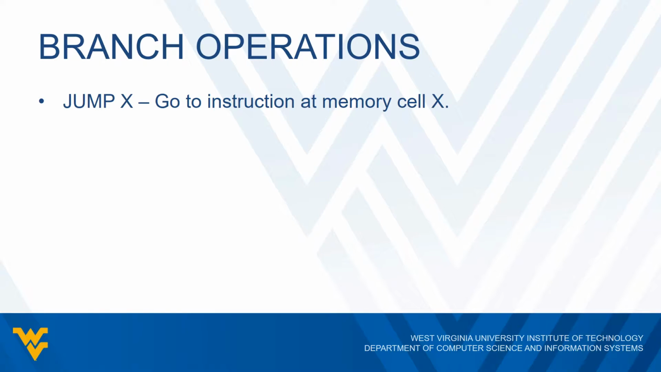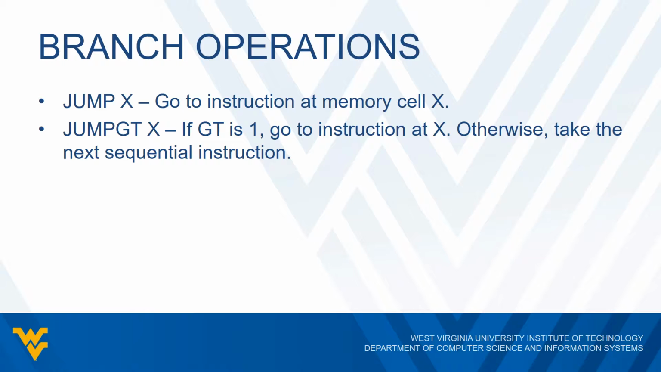So let's take a look at a couple of branch operations or branch instructions. We'd have the jump X instruction. This just simply means take the next instruction unconditionally from memory cell X, or just go to the instruction at memory cell X. We also have jump GT X. So here, if the GT indicator is a 1, we'll take the next instruction from memory cell X. Otherwise, we'll take the next sequential instruction.